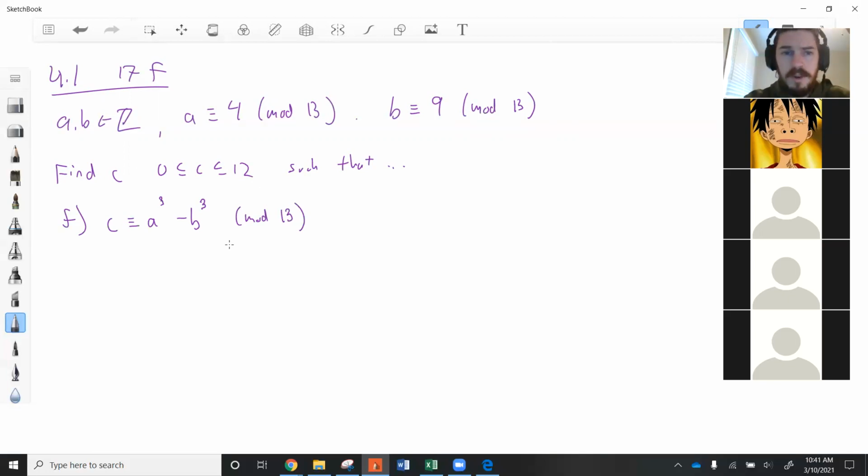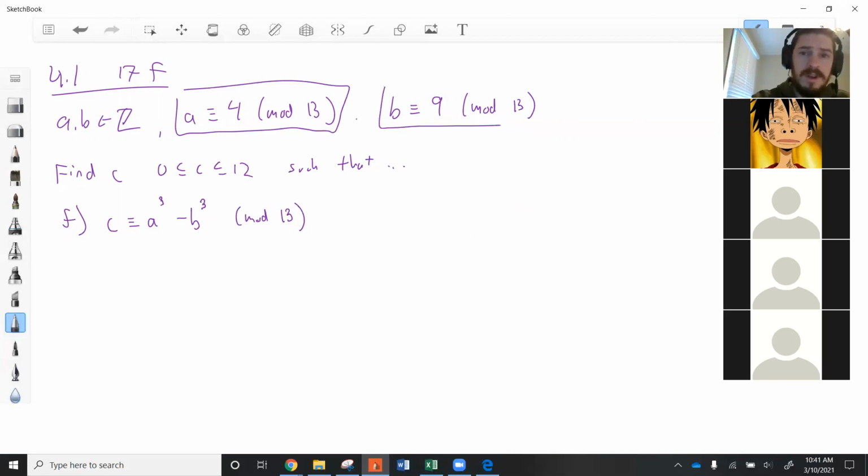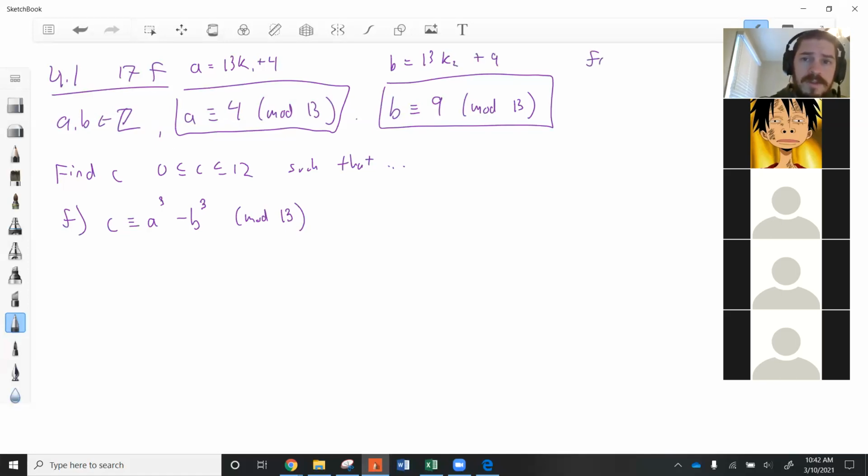Okay, so first of all, let's review what this mod business is all about. This congruence mod 13. When we say here A is congruent to 4 mod 13 and B is congruent to 9 mod 13, this means that A is some multiple of 13 plus 4. And B is going to be some potentially other multiple of 13 plus 9. And so this is for some integers K1 and K2, possibly equal to 0.